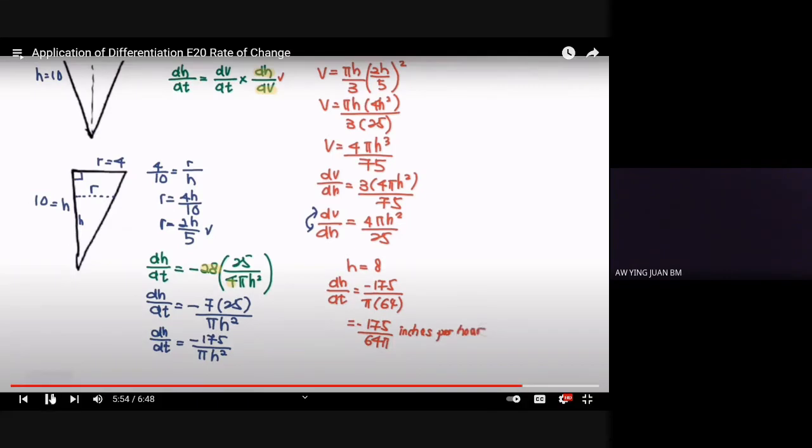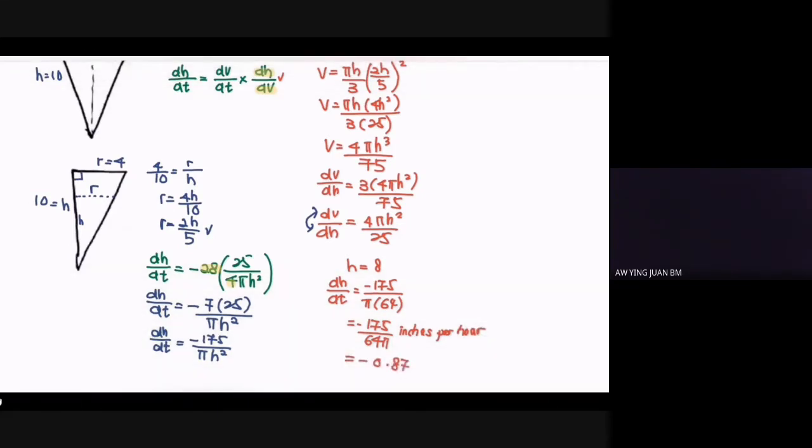Based on the question, when H is equal to 8, what is dH/dt? Kindly substitute: negative 175 over pi bracket 64. So we have negative 175 over 64 pi inches per hour. Or we can express the answer as negative 0.87 inches per hour.